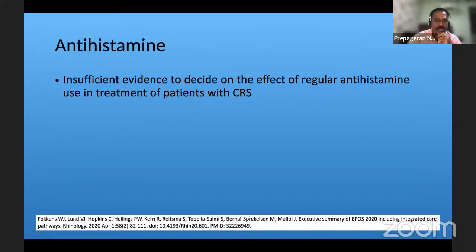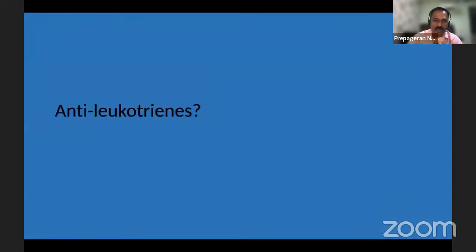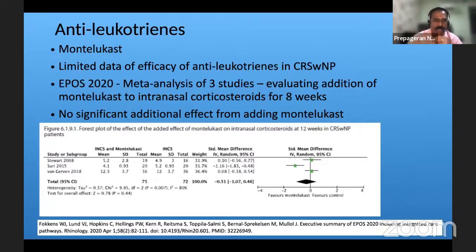As far as the use of antihistamine for patients with CRS, there is insufficient evidence from the literature search. There have been no papers found whatsoever with regards to the use of antihistamines for improving the surgical field or blood loss. How about anti-leukotrienes? Montelukast, there is some data, which is limited as far as anti-leukotrienes is concerned with CRS with nasal polyposis.